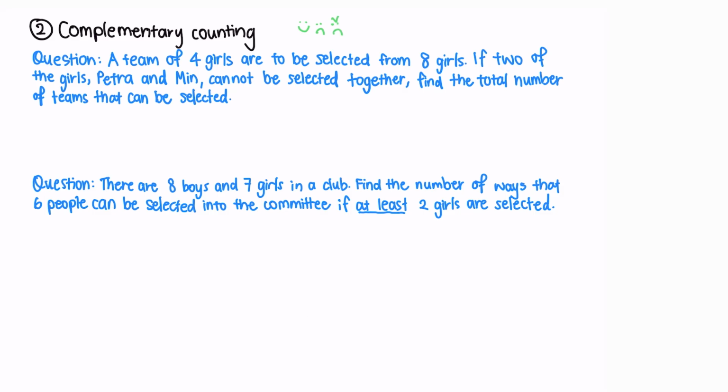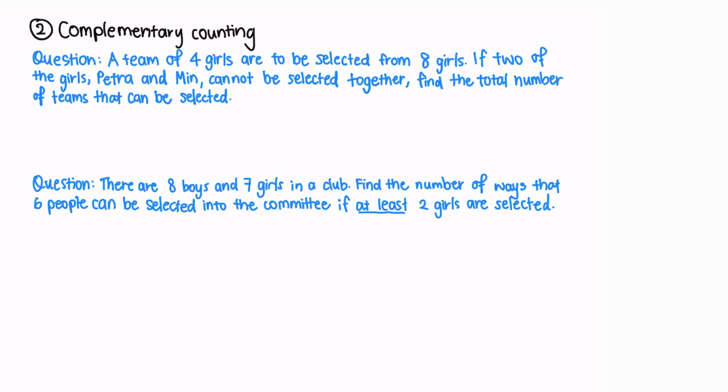Maybe I have angry, I have scared, maybe I have shocked. And I want to find the total number for this. Instead of doing this plus this plus this plus this, what I can do instead is total minus the happy. And I will get the total number of ways for this. So that's the basic principle of complementary counting.